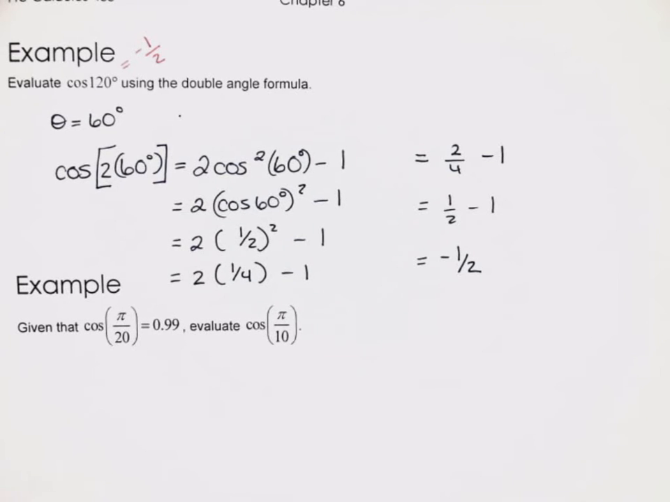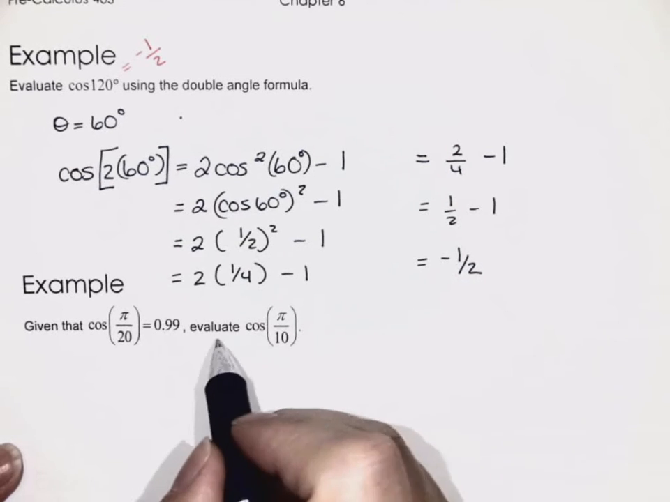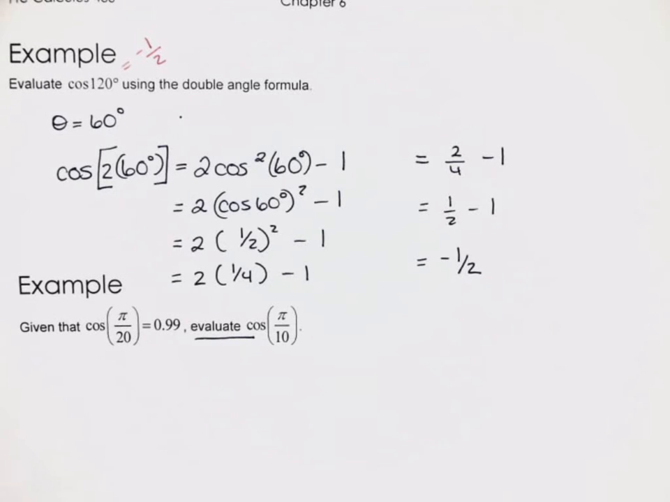So I've given a little bit of information here. I've given that cos of pi over 20 is equal to 0.99. Okay? I've given you that information. You don't have a calculator, so you have to trust me. Okay? You have to trust me on this one. And then I ask you to evaluate what cos of pi over 10 is.